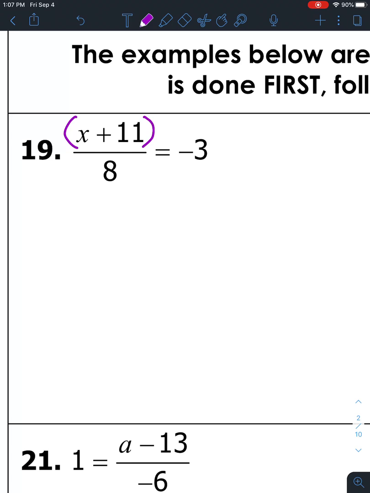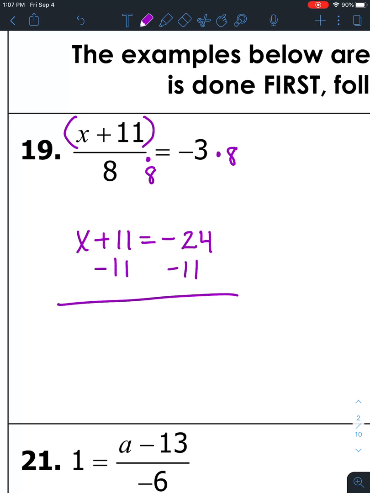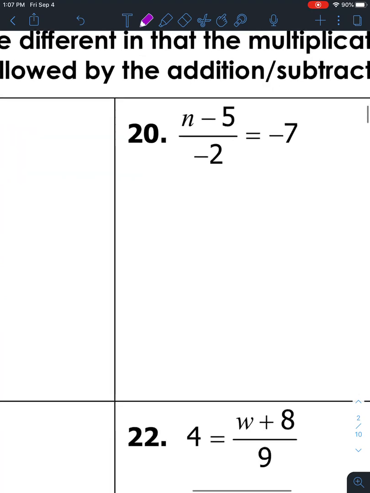All right, so it's junk up top divided by 8. The opposite of dividing is multiplying. So we're going to multiply both sides by 8. I'm going to bring down the junk on top, that's x plus 11, equals -3 times 8 is -24. Now we're back to those one-step equations, x plus 11, opposite is minus 11. -24 minus 11 is -35. Snazzy.